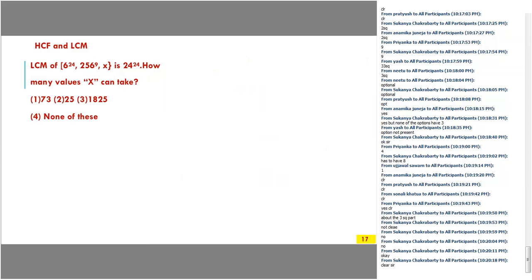Now do this question. This is what will come in CAT. Please remember this big number will come in CAT. Now do this. How to do this?